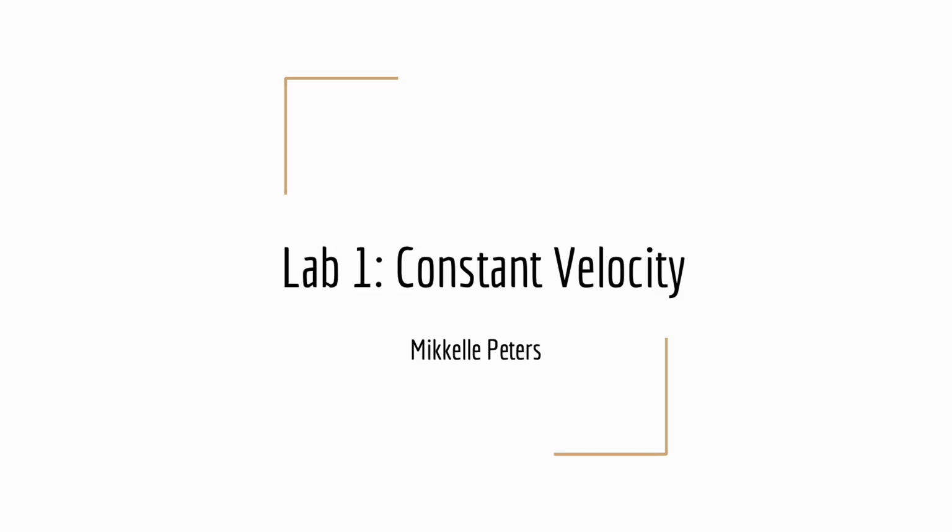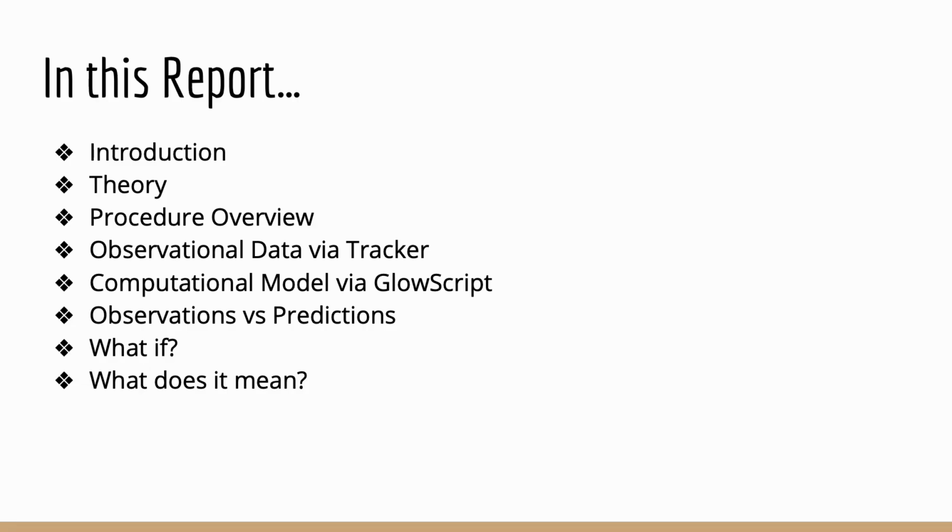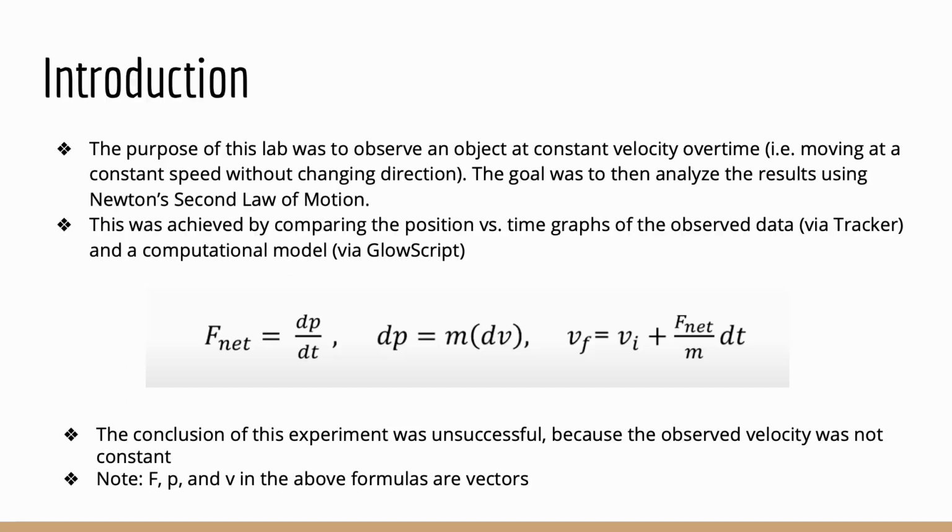My name is Mikkel Peters, and this is Lab 1 for Physics 2111, Constant Velocity. In this report, I will cover the introduction and theory of relevant physical concepts, an overview of experimental procedure, and explanations for how the observational and computational data were collected. We will then compare the data and answer the lab questions, what if and what does it mean?